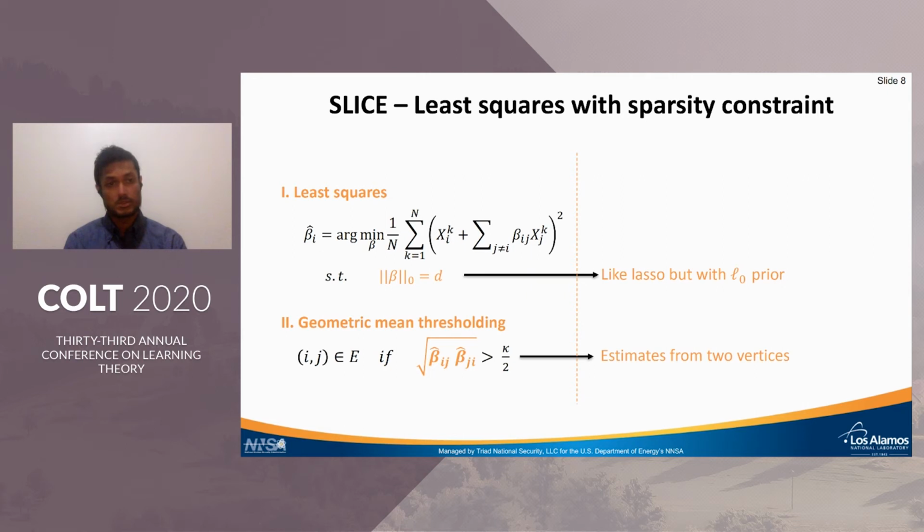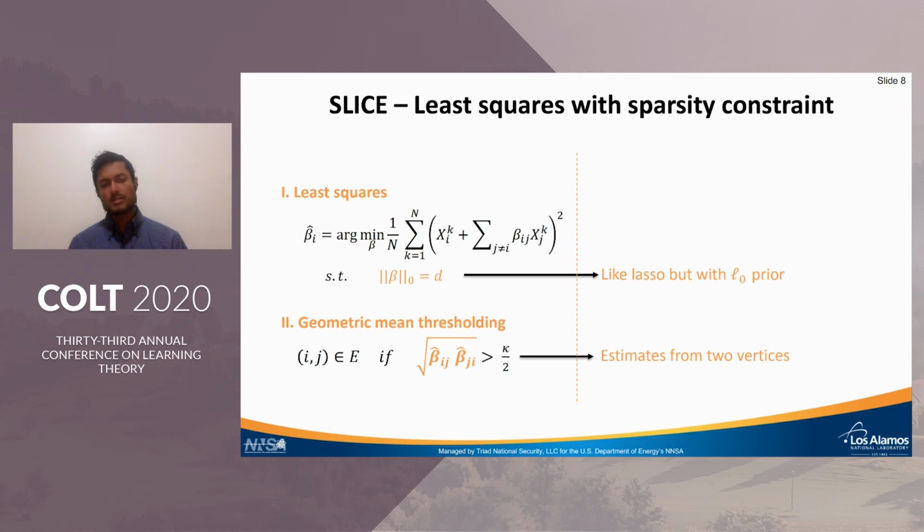It's least squares with a sparsity constraint. The first step of SLICE is indeed least squares with an L0 constraint. This is identical to what is done in lasso, except you replace the L1 prior by an L0 prior. Very natural thing to do. This regression is performed for each vertex i at a time, which is noted by this subindex i. But it turns out this in and of itself is not sufficient to conduct this structure recovery. You need this second step, which is geometric mean thresholding. It's a simple but rather critical step.